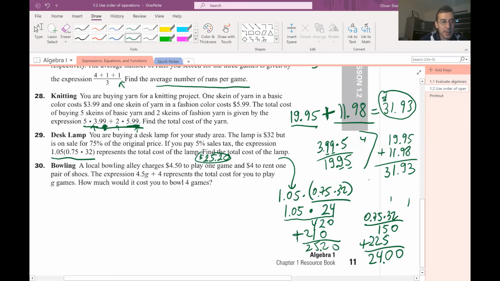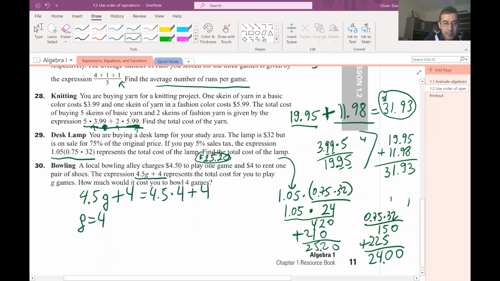Okay. And the last one, bowling. A local bowling alley charges $4.50 to play one game and $4 to rent one pair of shoes. The expression given is 4.5G plus 4, which represents the total cost for you to play G games. How much will it cost you to bowl 4 games? So 4.5G plus 4, and G is 4, so we substitute 4 for G. So this would be 4.5 times 4 plus 4.